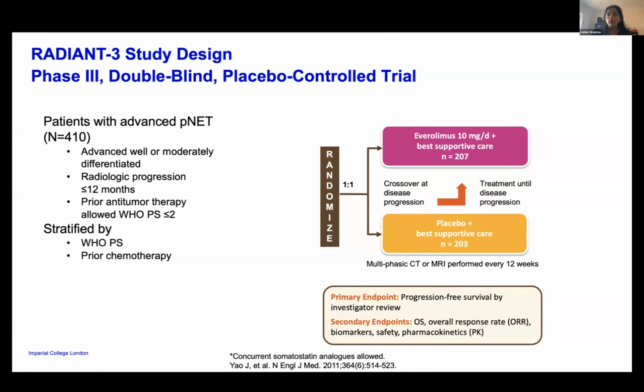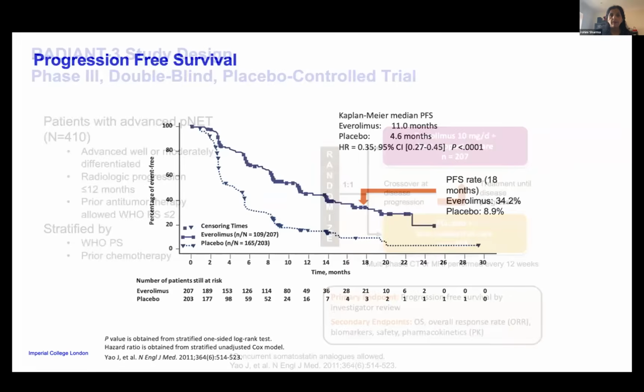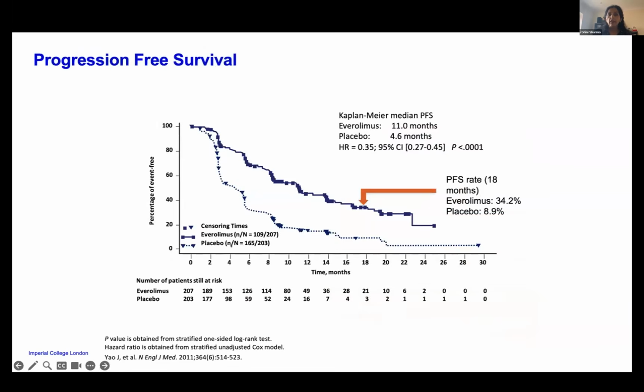Like the other trial, there was crossover on disease progression, and the primary endpoint, just like the sunitinib study, was progression-free survival. And what we can see here is the curves. Again, the top curve is everolimus with a progression-free survival of 11 months, and placebo had a progression-free survival of 4.6 months. So again, everolimus was superior to placebo, and this has then allowed the drug to be registered for progressive pancreatic neuroendocrine tumors.